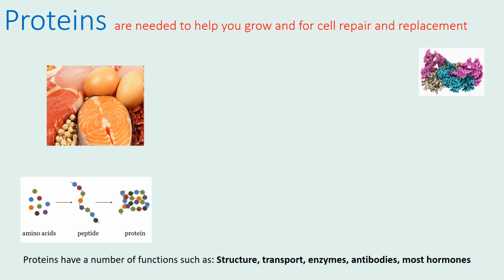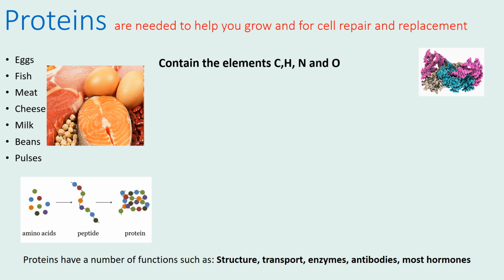Now, where do we get most of our protein from? You can probably tell by the picture on the left-hand side. Things like eggs and fish and meat, but also cheese and milk. And for any vegans, beans and pulses will also contain protein.